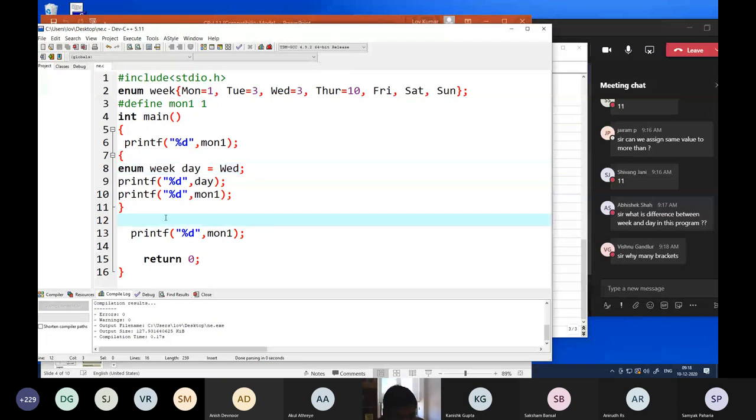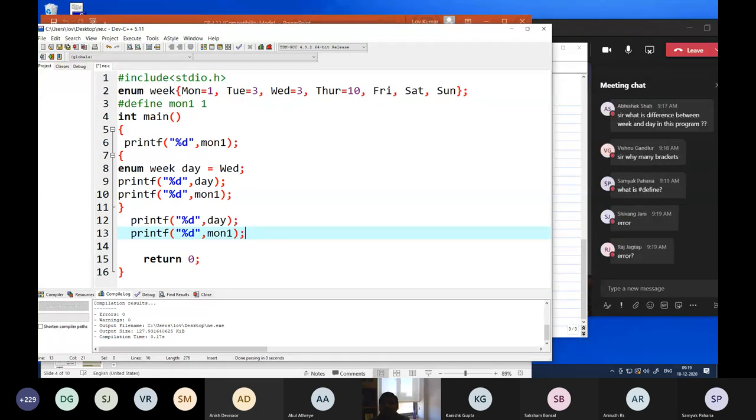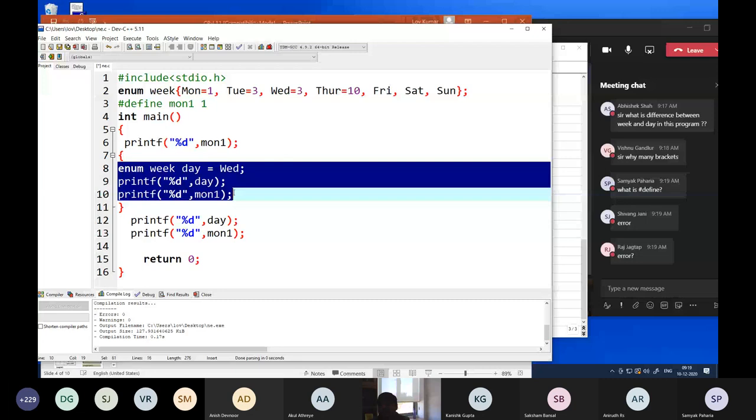Now assume that you write the same thing here. What output will you get? Anyone? If you are writing print percent d, get day, if day equals Wednesday, what is the output you will get here? Error. Why? Because the life of this enum is only inside these braces. So you can also control the region where you are going to use it. You can only use it for that purpose. After that, you cannot use it.